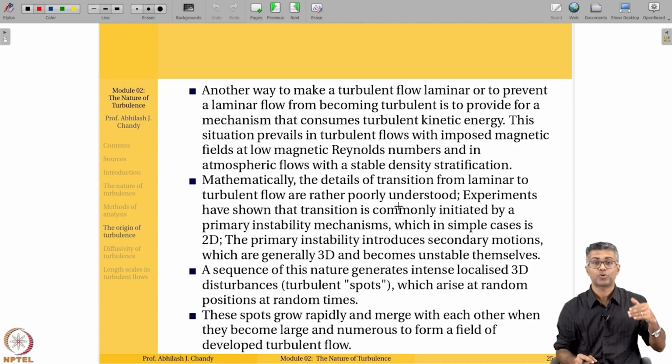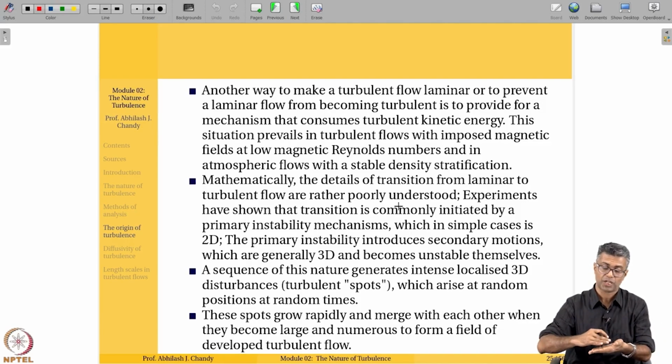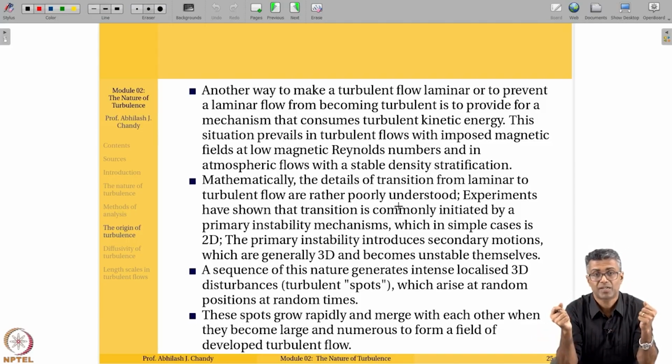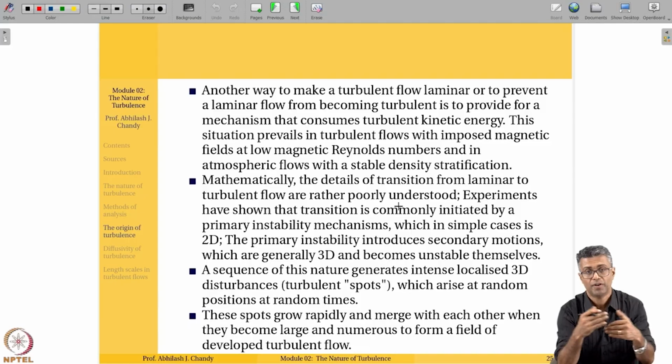Another way to do it is through stratification, through a stable density stratification. So stratification means change in density. You have a density gradient. That's what stratification is. In atmospheric flows, you have a stratification that exists that can re-laminarize a flow, that can reduce the turbulence by stretching the flow in one direction.